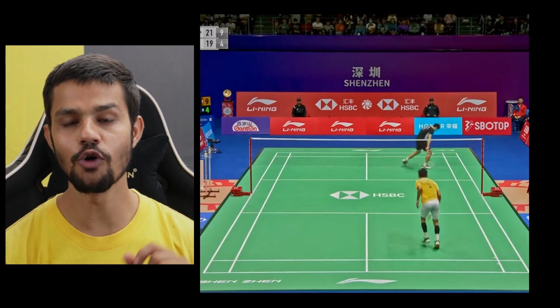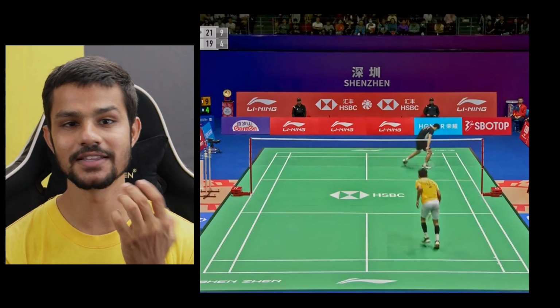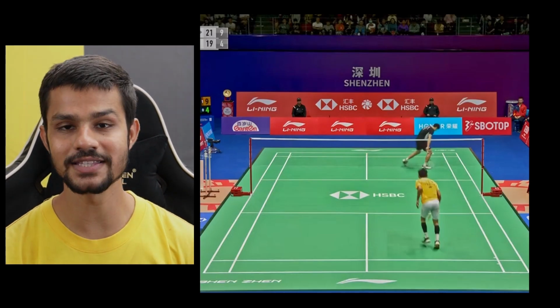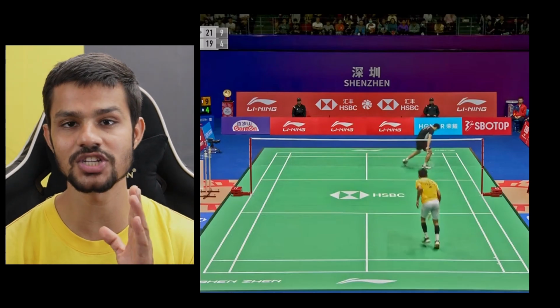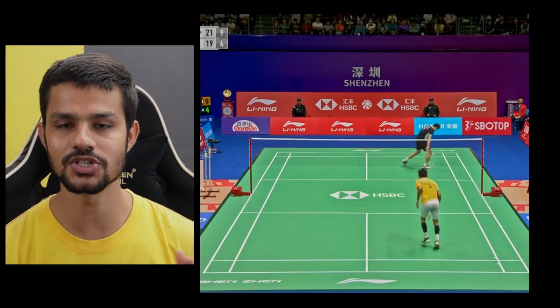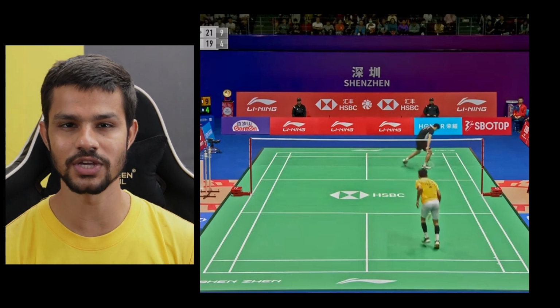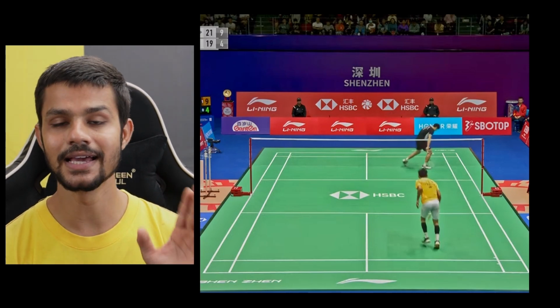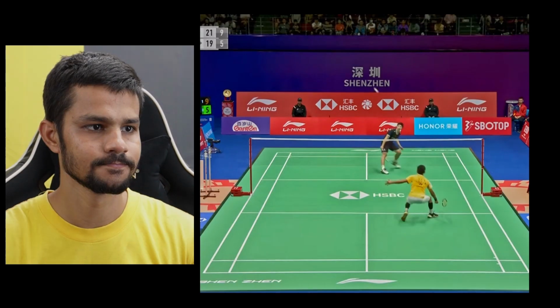Shi Yu Qi knows how fast and, I will say, how attacking a gameplay Sen Lakshya can do, and same goes with Sen Lakshya. He is not giving many chances to Shi Yu Qi. In the first set, there were some rallies in which Sen Lakshya was losing. He was giving lifts and everything, but in the second set, he is still looking good.